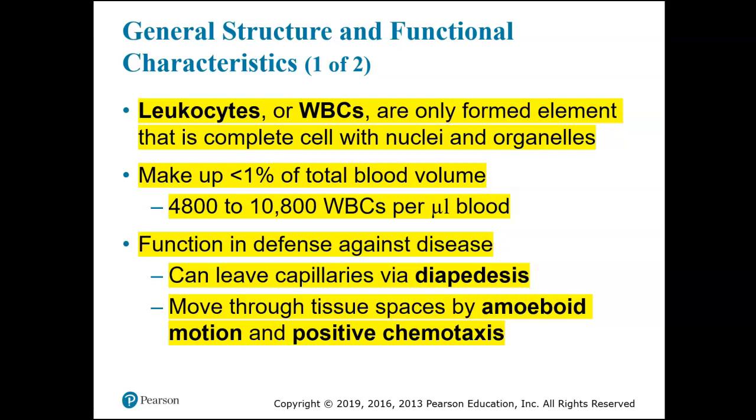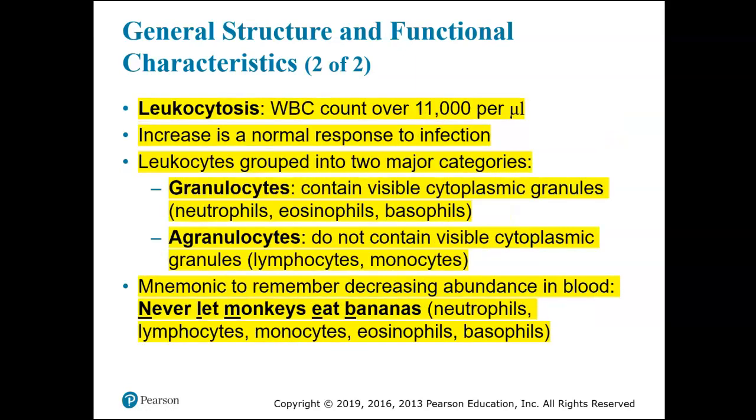They can either move by amoeboid motion, which is very slow like an amoeba, or by positive chemotaxis, being drawn to certain chemicals that are secreted during an infection. Leukocytosis is diagnosed when you have a white blood cell count of over 11,000 white blood cells per microliter of blood. This increase is a normal response to infection. So typically when you have an infection, you will have leukocytosis.